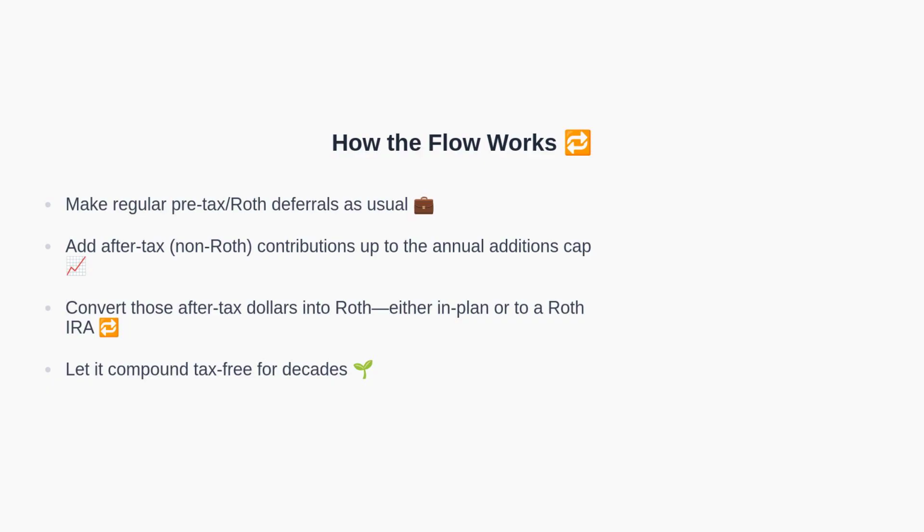Here is the high-level flow. First, you make standard pre-tax or Roth elective deferrals up to the 402G limit. Separately, if the plan allows, you make after-tax, non-Roth contributions into the after-tax subaccount up to the overall annual additions limit. Then, you convert those after-tax funds to Roth, either via an in-plan Roth conversion to Roth 401k or by distributing the after-tax balance to a Roth IRA. Finally, once in Roth, the funds can grow tax-free over time.